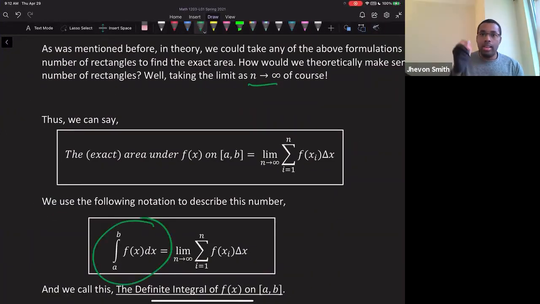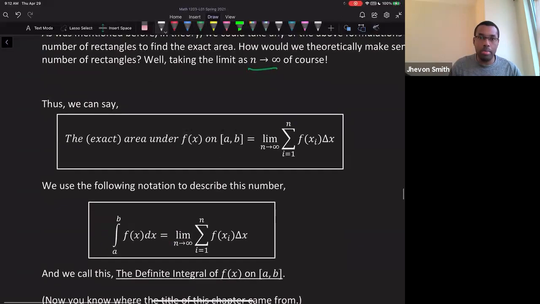So you have this elongated S. It's actually an S for sum, kind of like how the d in dy dx is for delta. So that is what we call this limit: the limit at infinity of a Riemann sum is described by this notation, and we call it the definite integral of the function f of x. That's the name that we give it. The definite integral on a, b. You'll notice that a and b are over here.